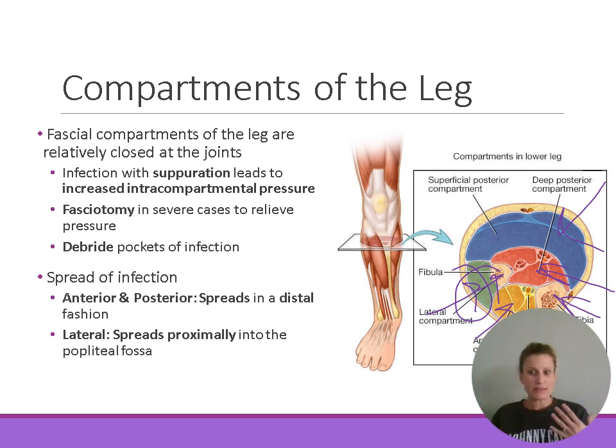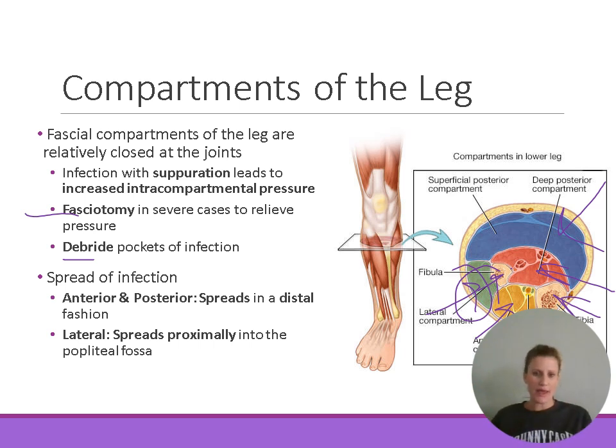If this is severe, then a fasciotomy might be necessary. Remember, we cut the fascia in order to open the compartment and relieve the pressure in that compartment. And then we debride pockets of infection, clean out the little pockets of infection, and we allow the tissue to heal before closing the fascia.